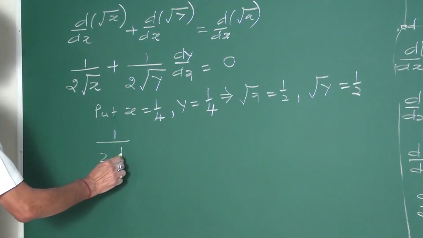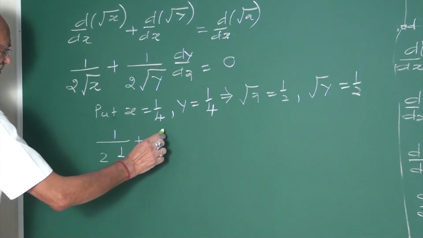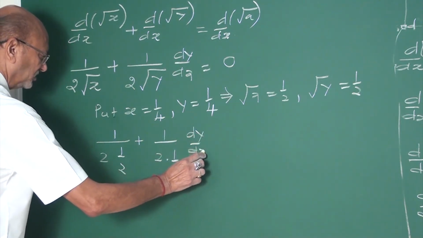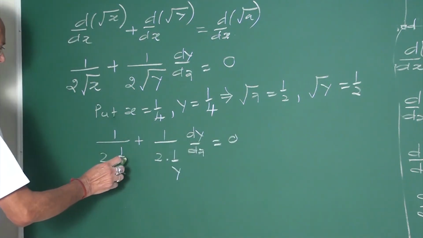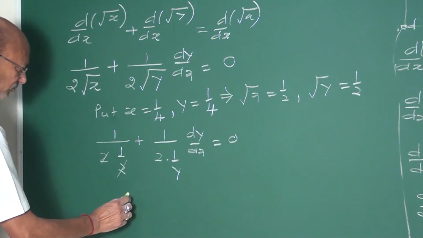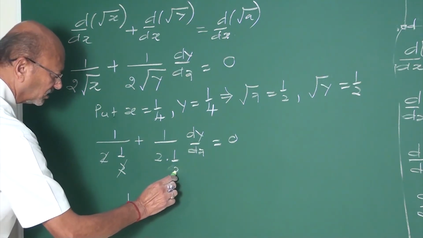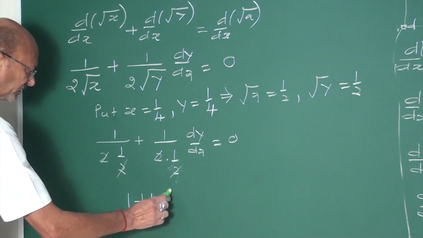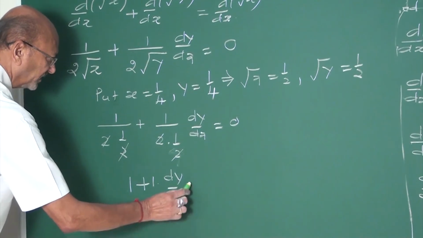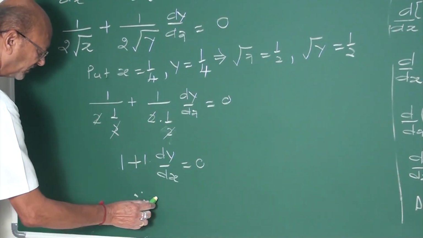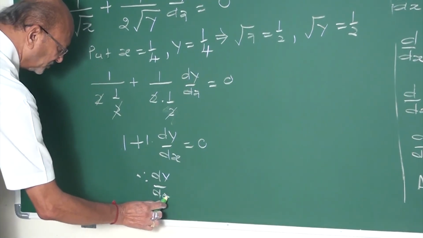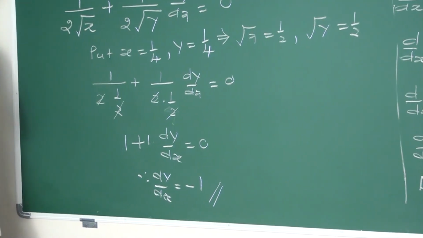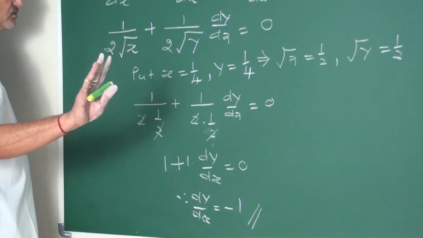So 1 by 2 plus 1 by 2 into root y into dy by dx equal to 0. Friend, the 1 by 2 cancels, and that also cancels, giving 1 plus 1 into dy by dx equal to 0. Therefore dy by dx is this plus 1, which you can shift to the right hand side. It gives minus 1.